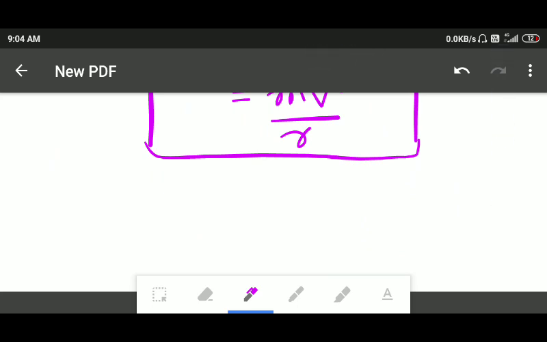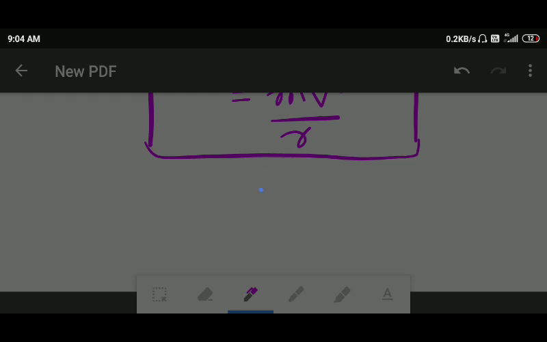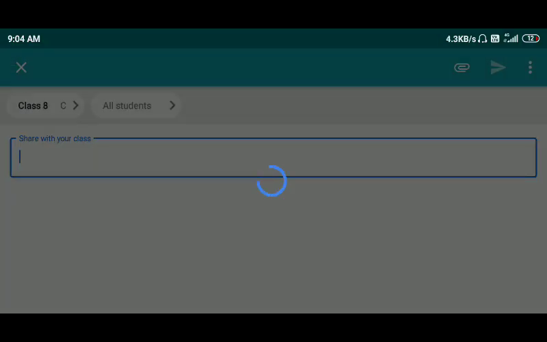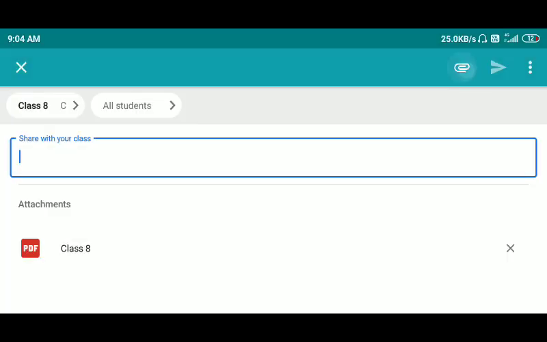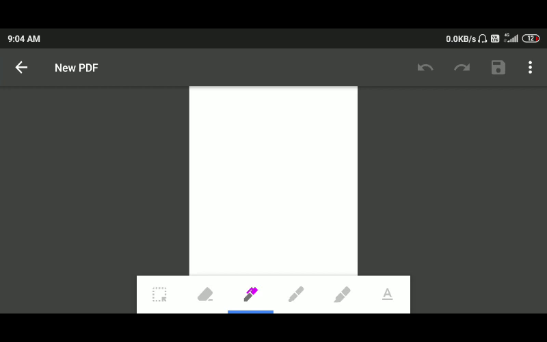Let me explain. I'm just saving this PDF for your future purpose. Then I will move to the concept of centrifugal force. Okay, what is centrifugal force? Let's see.